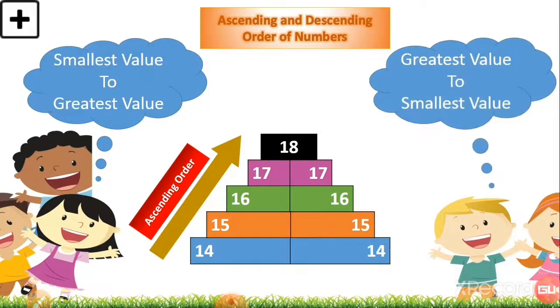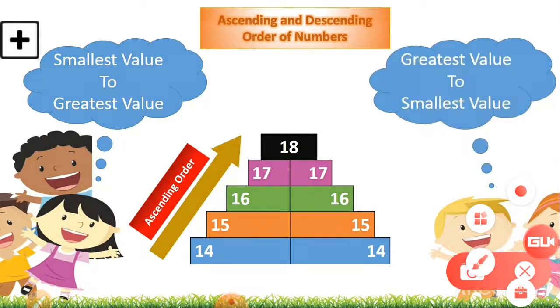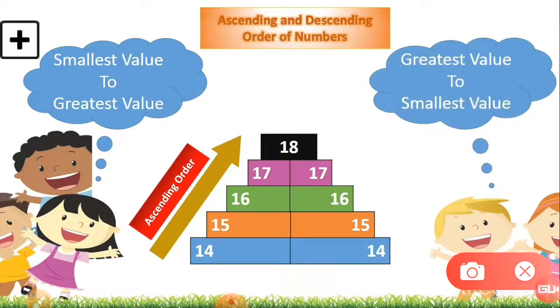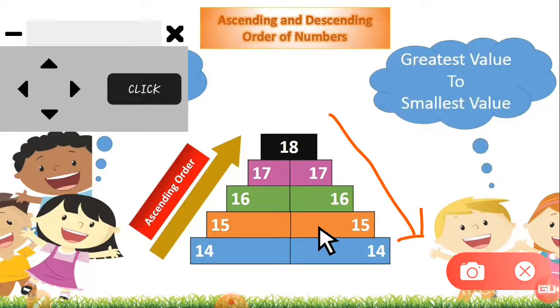So here you can see, the arrows go upside, but here you have to come down, the arrows will go at the downside. So here you have to take the greatest value first. Which is the greatest value here? Yes, 18 is the greatest value here. We take 18 first. This is the first, the greatest value.